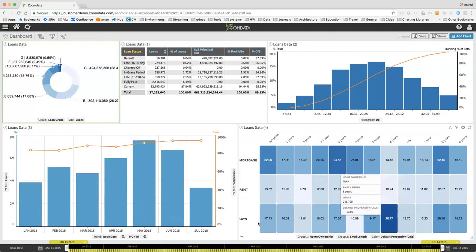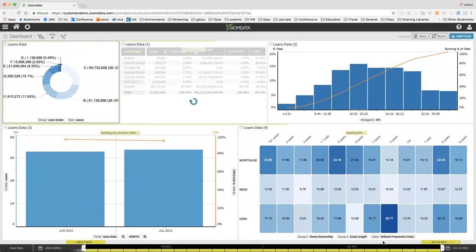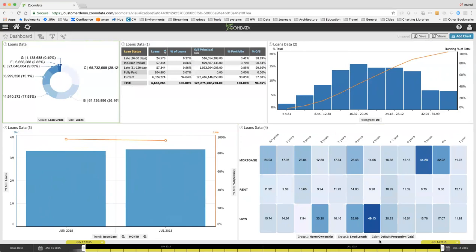My next question then is, how has that happened over the last few months as opposed to the entire time frame? Because I think there might be some recency things going on. So I can simply move my time bar to focus on the most recent time period. I can see that I have the same hotspots, but the intensity of the hotspots has increased. The numbers associated with them have increased.